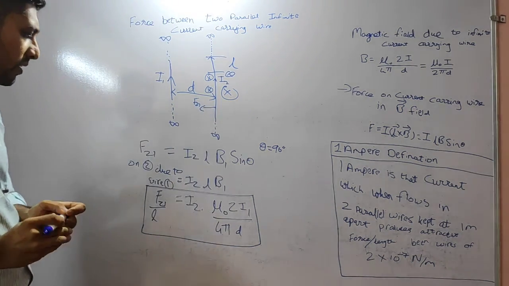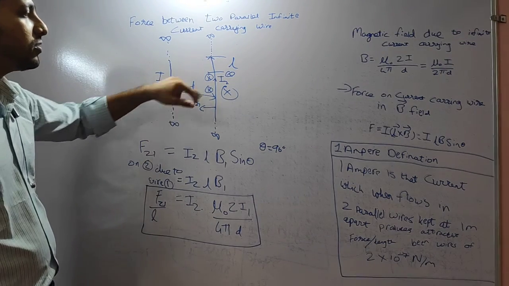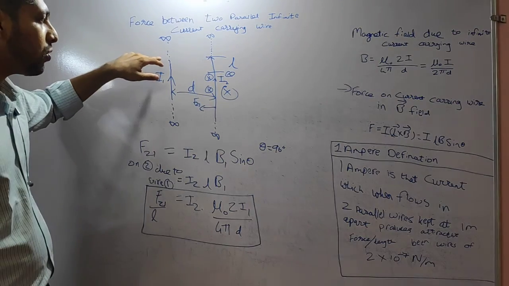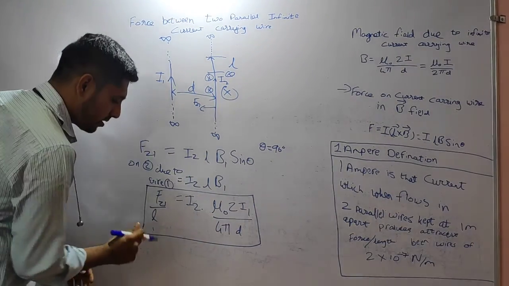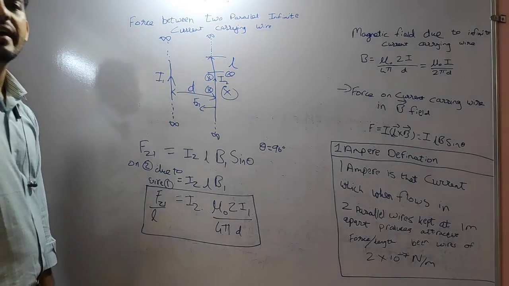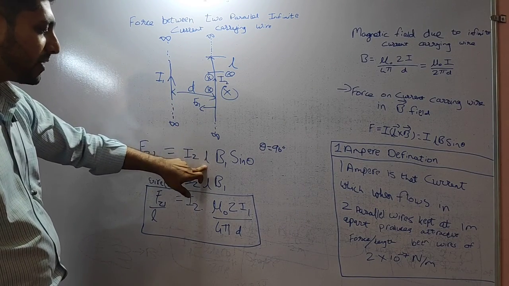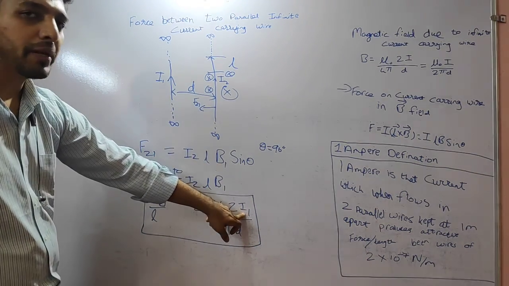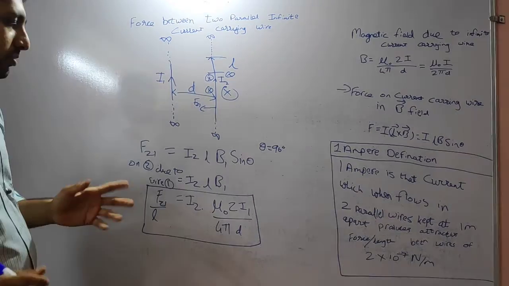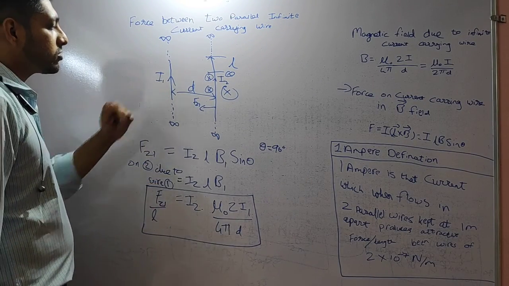Now if I want to calculate the force on wire 1 due to wire 2, it will be the same as this, only the direction will change. Instead of I2 it will be I1, L will remain the same, and instead of B1 it will become B2, so the value of I1 will become I2. You can solve it by yourself. Just try to solve it yourself.